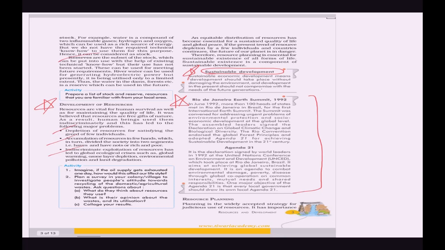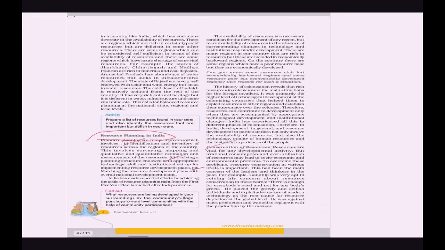Now when we talk about anything, we also give steps on how we can protect them. Talking about the steps, we should identify an inventory of resources across the regions of the country. Means we should check the availability, and this involves surveying, mapping, and qualitative and quantitative estimation and measurement of the resources. We should check, measure, and estimate how much resource we can use and how it can be used. Next is evolving a planning structure endowed with appropriate technology, skill, and institutional setup for implementing resource development plans.